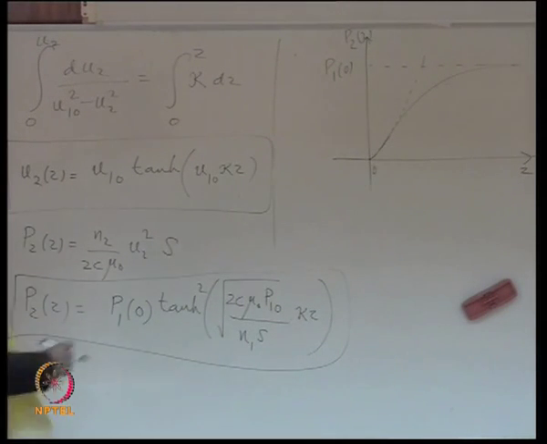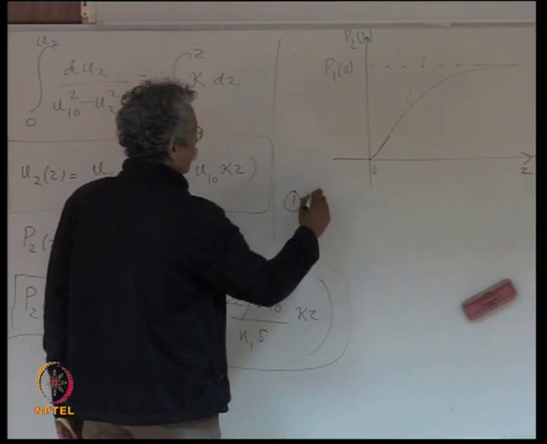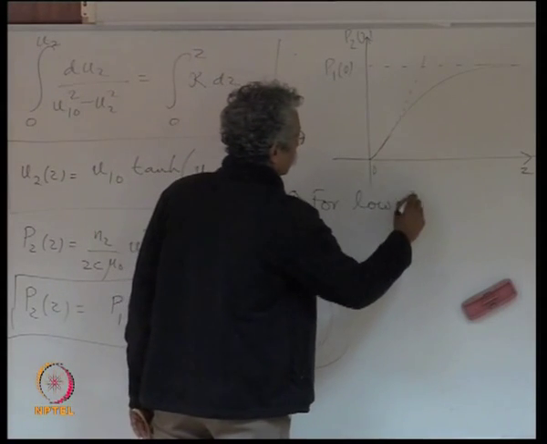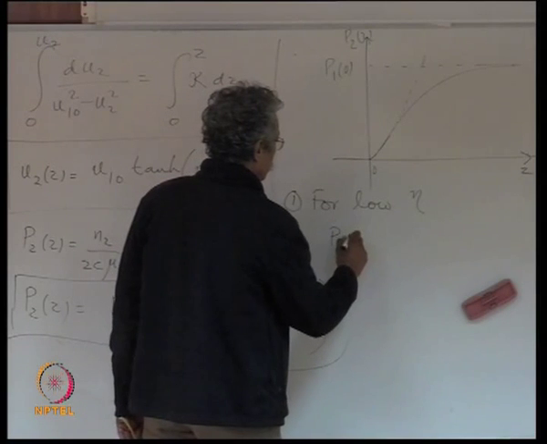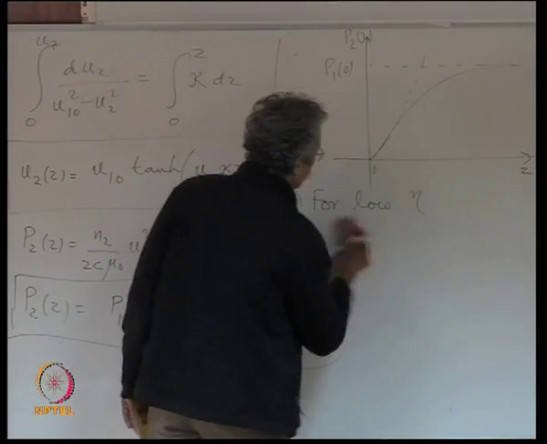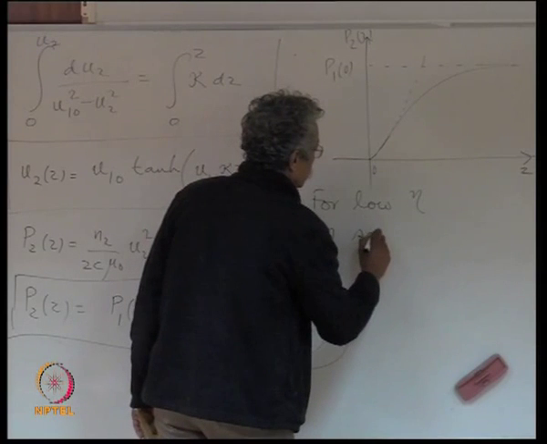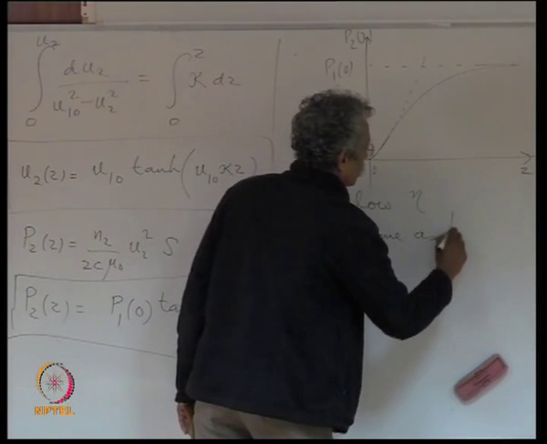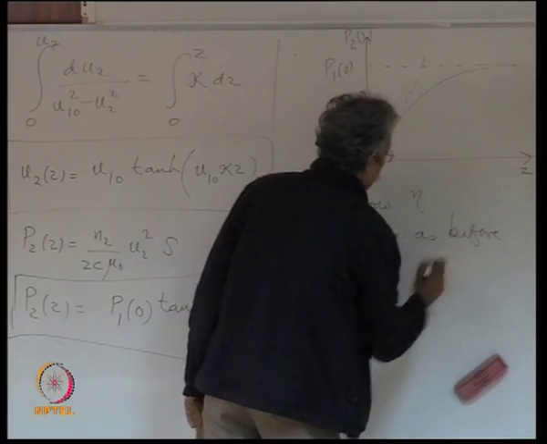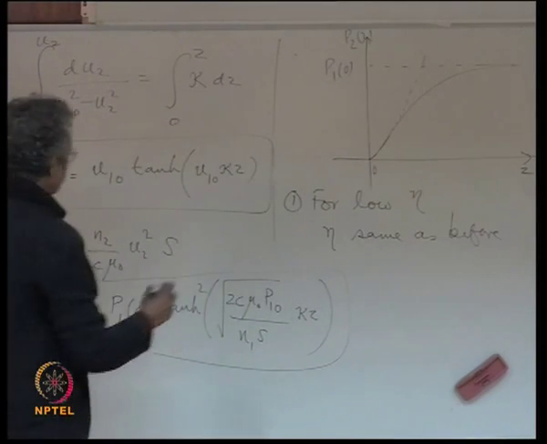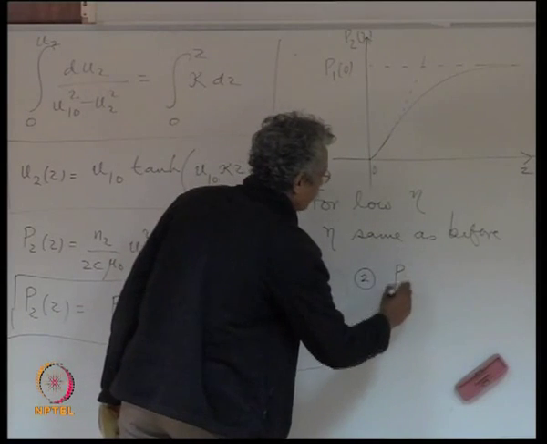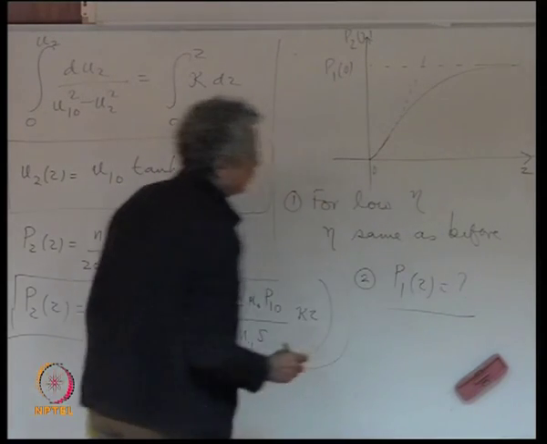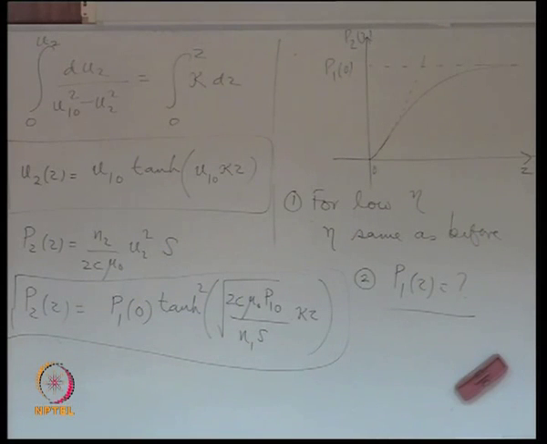So, two things I want you to show. First thing is, for low efficiencies, P2 of z, okay, for low efficiencies, eta is the same as before. And the second thing I want you to calculate is P1 of z. This is the power in the second harmonic. What is the corresponding power in the fundamental as z increases?